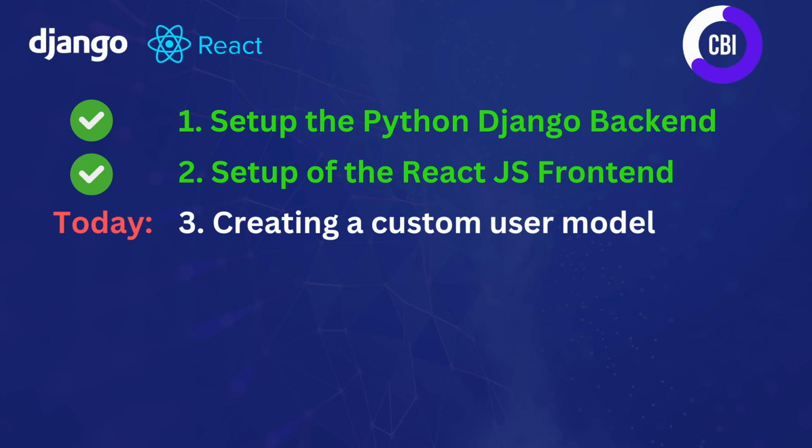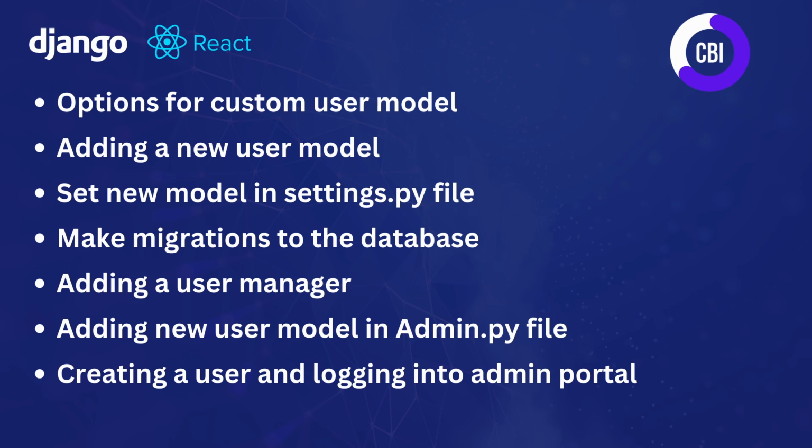In this video, we're going to continue and we're going to create a custom user model for our login/authentication app. And we're going to be doing that by following 7 steps. First, we're going to discuss the different options that we have for creating a custom user model. Next, we're going to be creating our new user model and also set that as the model in our settings.py file. We're going to make migrations to our database and also add a new user manager. And we're going to be adding the new user model to our admin.py file and creating some users and checking them out in the admin portal.